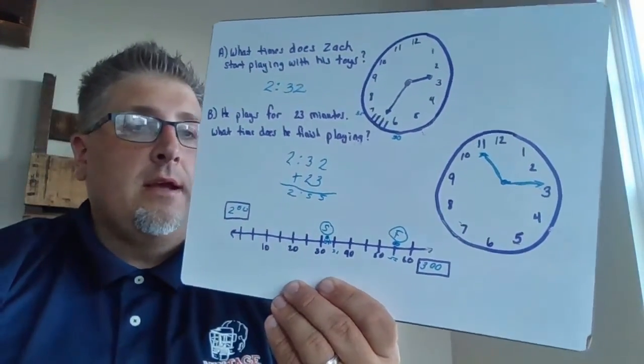Pretty simple. As you can see, I worked through a multiple step problem there. We read the clock to tell us what time he started playing. We figured out that he played for 23 minutes, and we plotted that on a clock. And then we put it on a number line, and we could see that we count by 5s, and then in between those 5s are the ticks, which we count by 1.